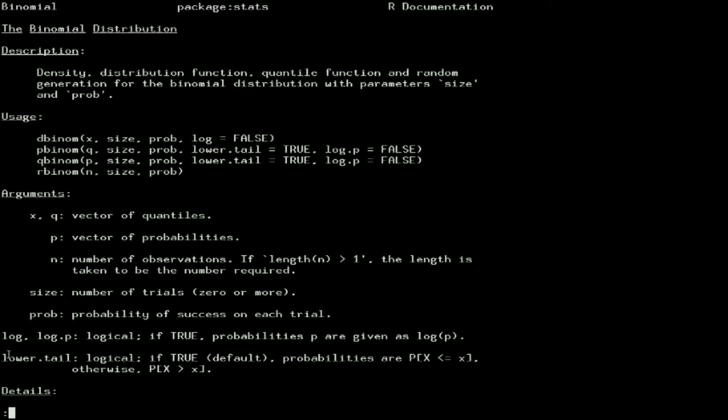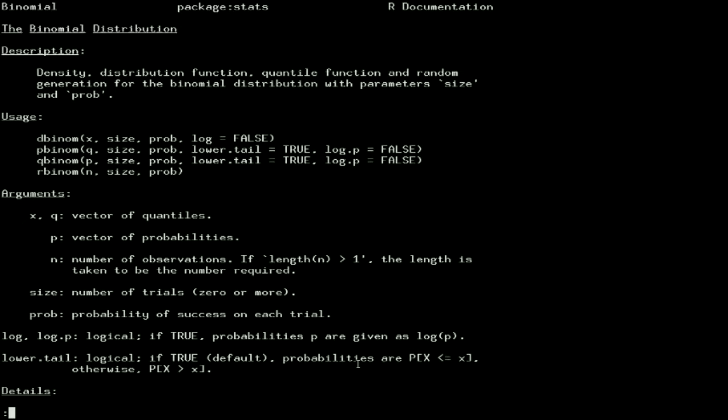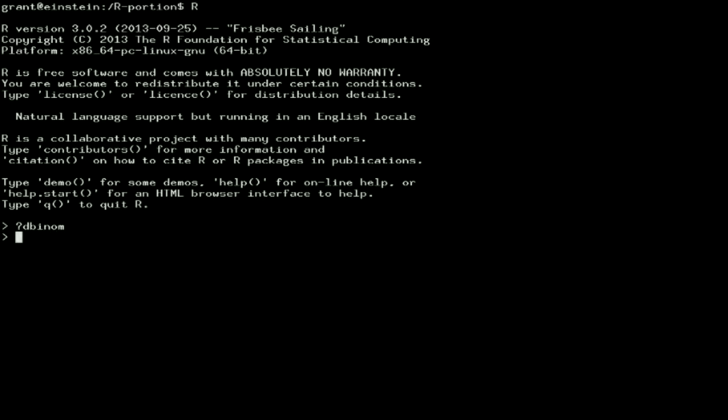Now a couple of other things, this lower tail being true or false. When we're talking about the cumulative distribution function, we can talk about the lower tail, which is going to be the probability that X is less than or equal to little x, but if we put lower tail being false, then we're looking for the complement of that, the probability that X is strictly bigger than little x. That can come in handy and save us some time with our calculations.